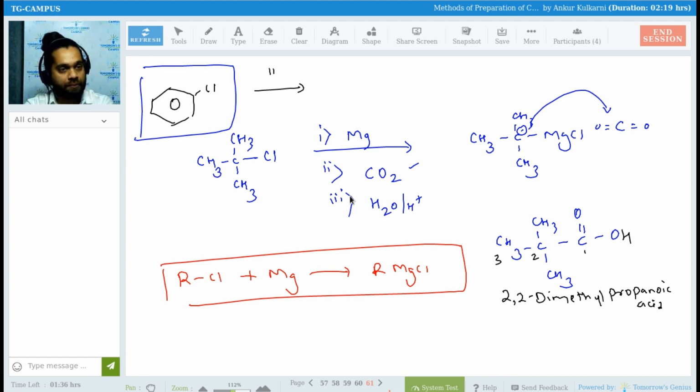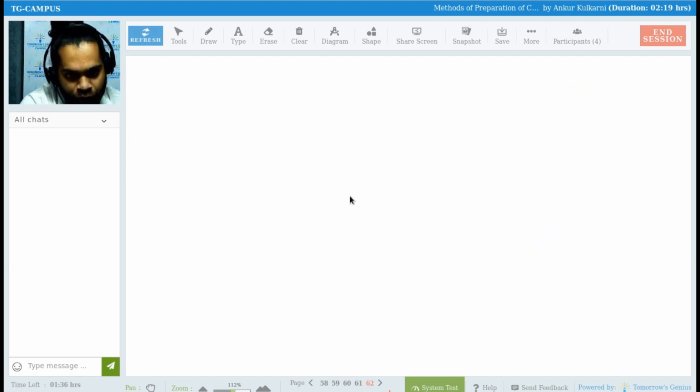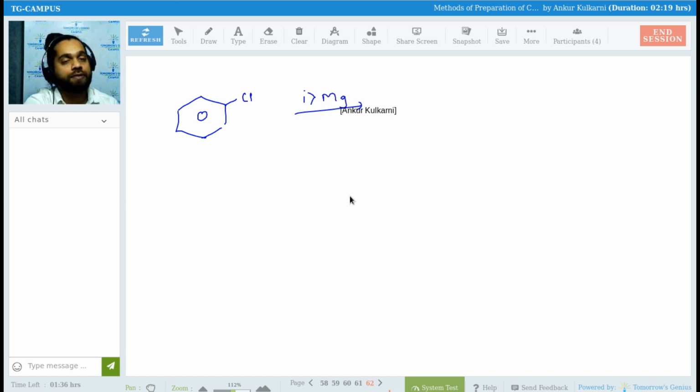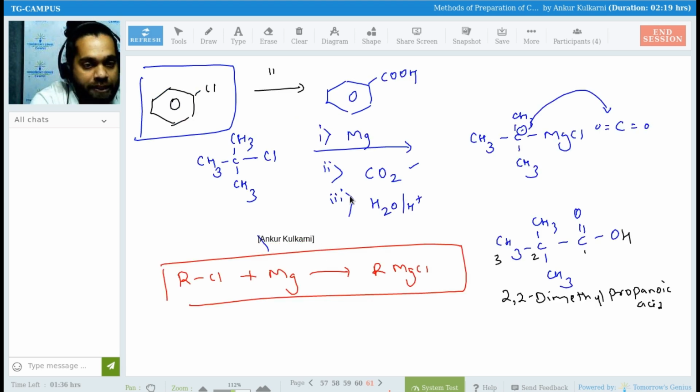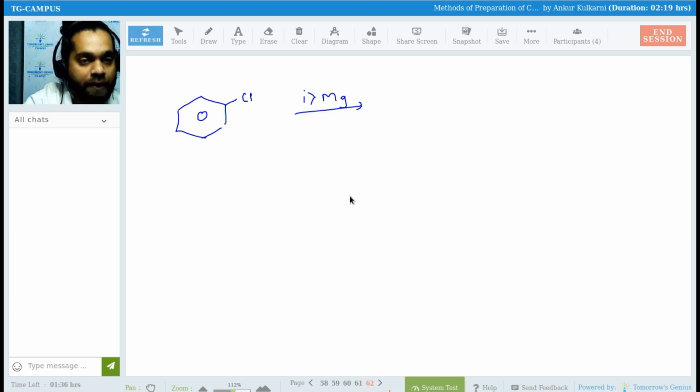Yes, what did you get, Sasidharan? Prashanti? Benzoic acid, sir. Yes, it is benzoic acid. Now look over here, Prashanti, how to do this. So I have a benzene and a Cl. I am reacting it first with Mg. Whenever you have Mg, always remember, as I told you, Mg gets inserted in the RCl. Correct? Similarly, what will happen? Mg will get inserted between this.